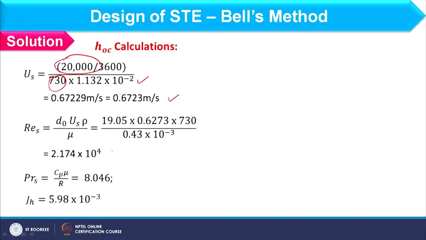So once you have the shell side velocity, you can calculate Reynolds number, which you can find as 2.174 × 10⁴. So that is basically the turbulent region. Prandtl number you can find out, because all properties are known to you. So this is not R, it should be K, that should be the thermal conductivity of the fluid. So Prandtl number you can obtain as 8.046.